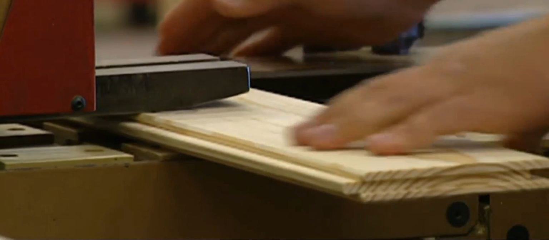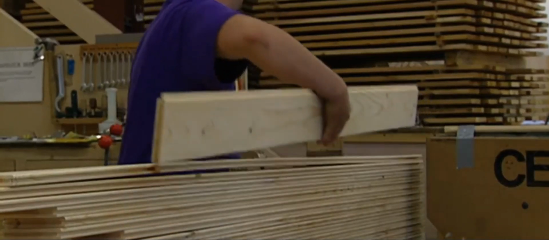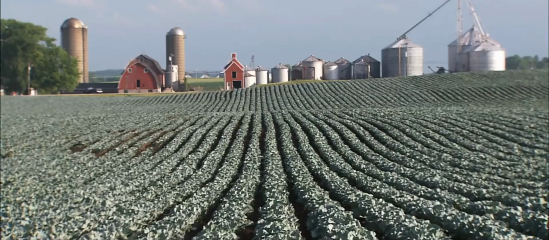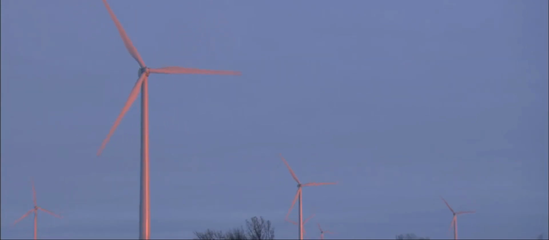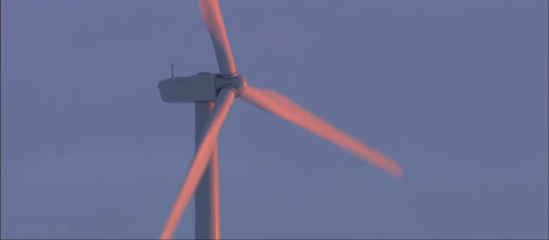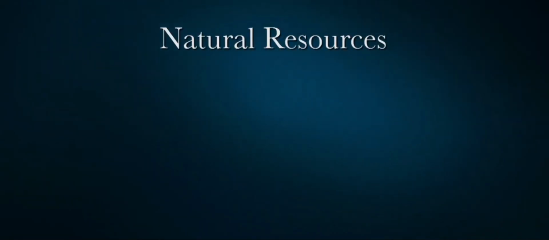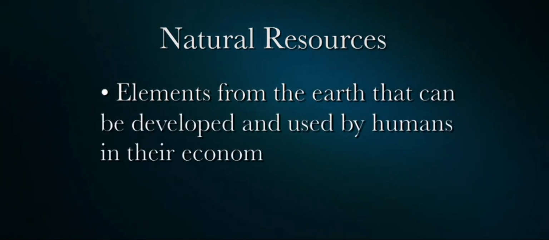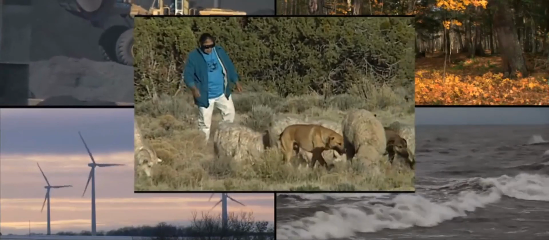Climate and topography also influence the production of goods and services. Some land may be well suited for development of forest products, for agricultural use, or for mining, oil drilling, or new forms of power generation. These elements are known as natural resources. Natural resources are elements from the earth that can be developed and used by humans in their economic production. Minerals, trees, water, wind, and animals are all examples of natural resources.